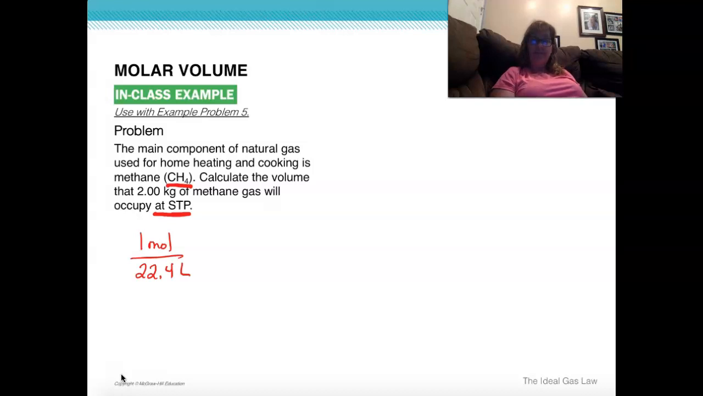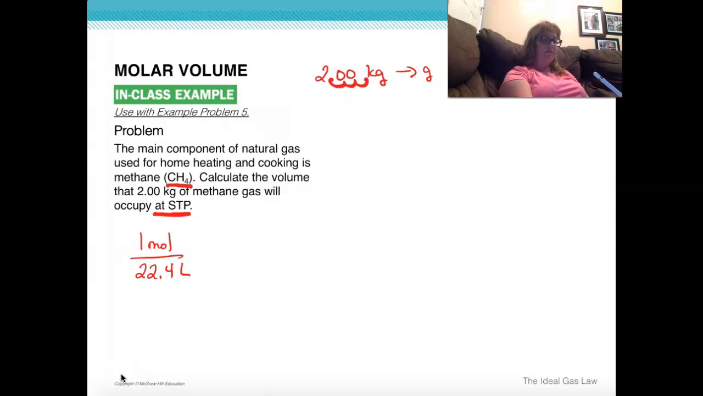We have kilograms. Well, let's go back to first semester. Do you know how to convert kilograms to grams? Well, think of that stair step that I taught you, right? So to go from kilograms to grams is 3 jumps to the right. We just have to move our decimal, and we're going to get 2,000 grams. Okay, well, if we have 2,000 grams, can we convert 2,000 grams to moles?